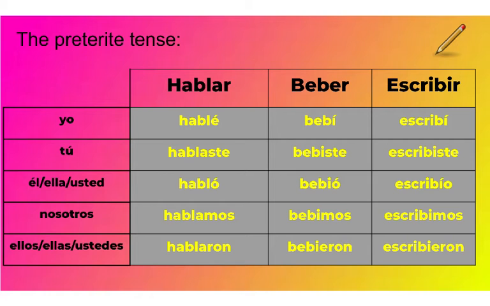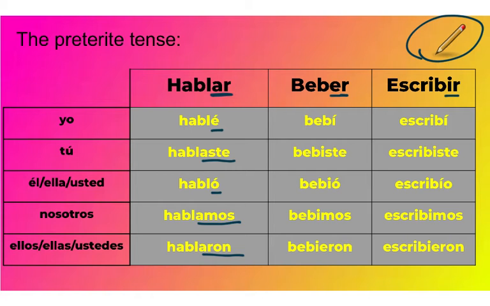Here are the preterite tense conjugations. Again, write these down. We do the same thing that we did for present indicative. We remove the AR ending, the ER or the IR, which is called our infinitive ending, and then we add the endings listed here. For AR verbs, we will add é, aste, ó, amos, aron.